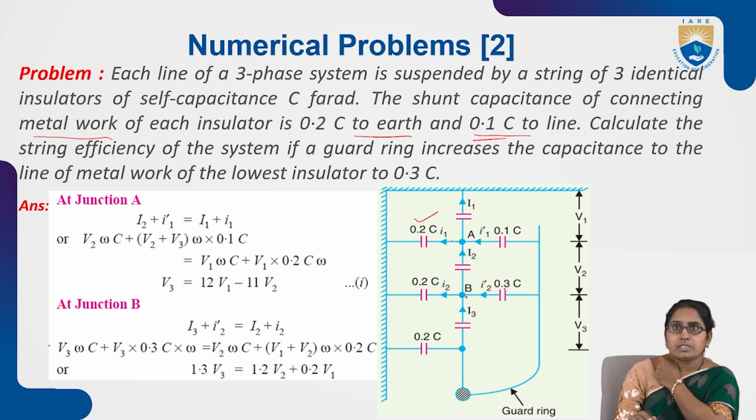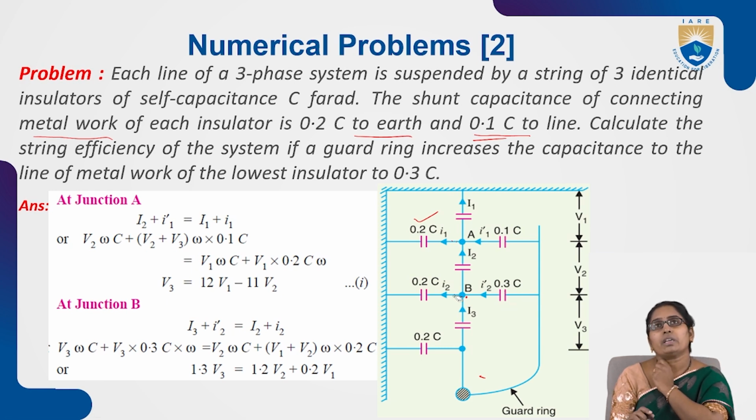What else have they given in the problem? Calculate the string efficiency. If the guard ring increases the capacitance to the line of the metalwork of the lowest insulator to 0.3 C. It is specifically given that the lowest insulator's shunt capacitance is increased to 0.3 C. Initially they mentioned only 0.1 C, but the lowest one is increased to 0.3 C.